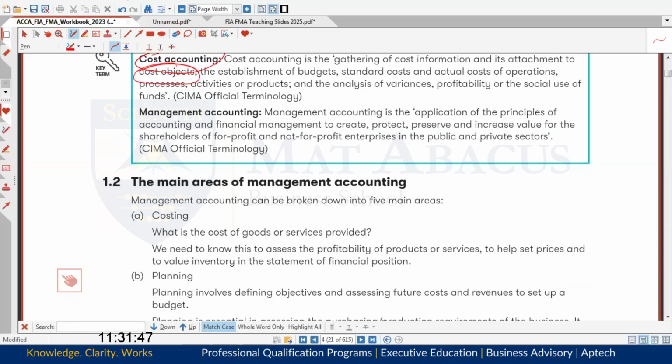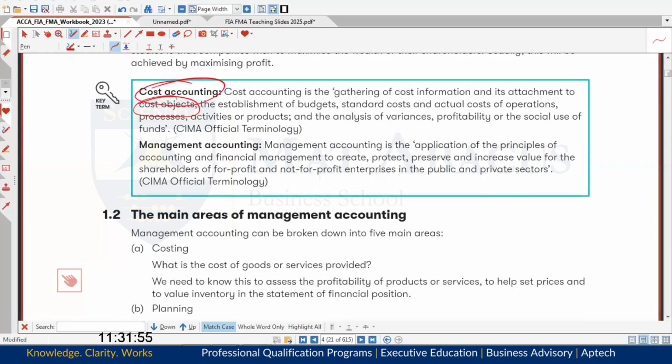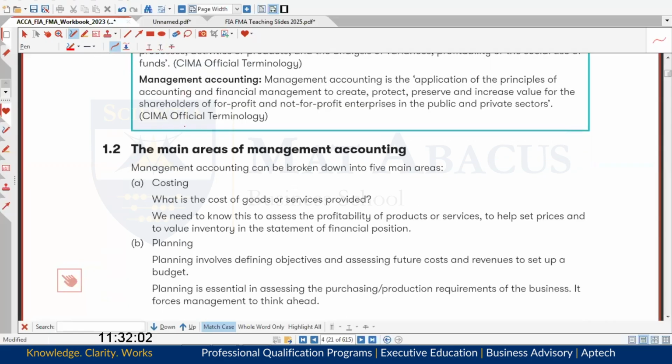Then management accounting is the application of principles of accounting and financial management to create, protect, preserve, and increase the value of shareholders of for-profit and not-for-profit enterprises. So this is a simple differentiation between accounting, cost accounting, and management accounting.